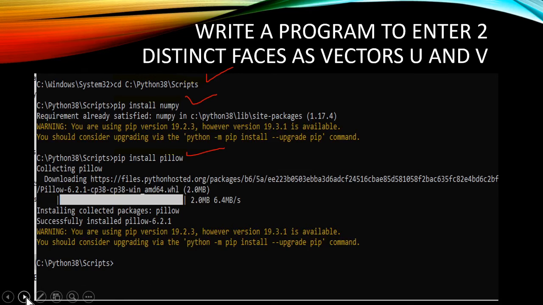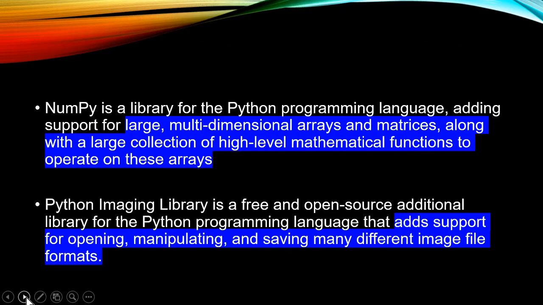Now why are these two, numpy and pillow, there? Numpy is a library which is used with arrays and matrices, because whatever functions the arrays and matrices require, this library is a large collection of those. So we use numpy. And pillow is the Python imaging library, where you can get the functions for opening images, manipulating those images, and opening different image formats. That is the reason why we have installed pillow.